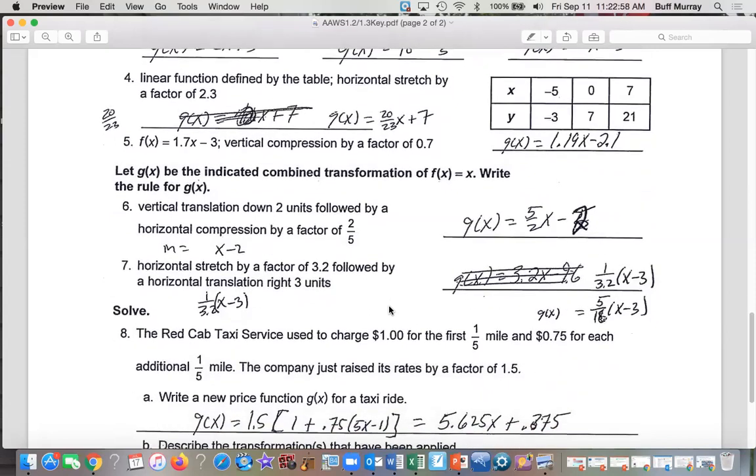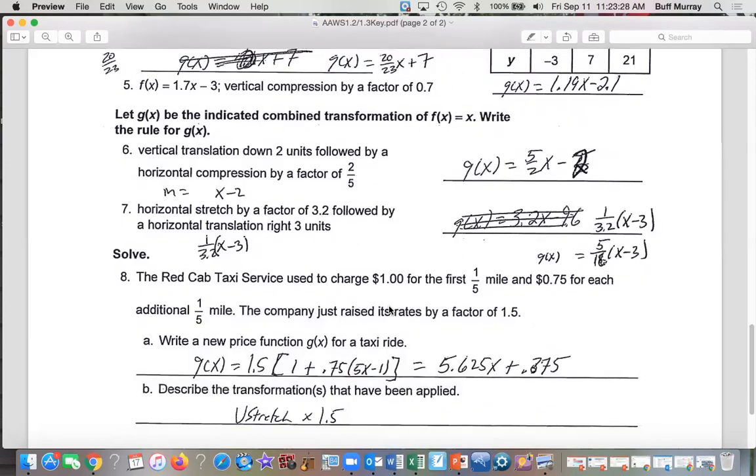Okay, then we get to number 4. Number 4, we did a problem like this. You can see I made mistakes, so I crossed things off. We want to come up with the linear function defined in the table, and we want to end up with the horizontal stretch by a factor of 2.3. Okay, so the first thing we have to do is find the equation of that line. Well, oops, I went the wrong way, sorry.